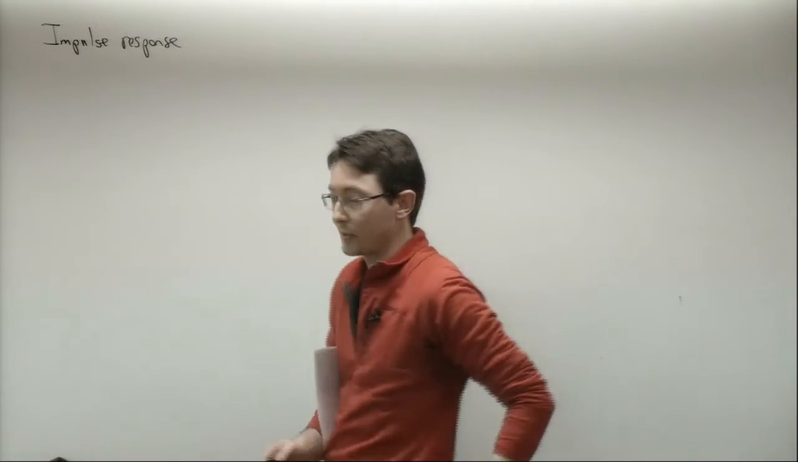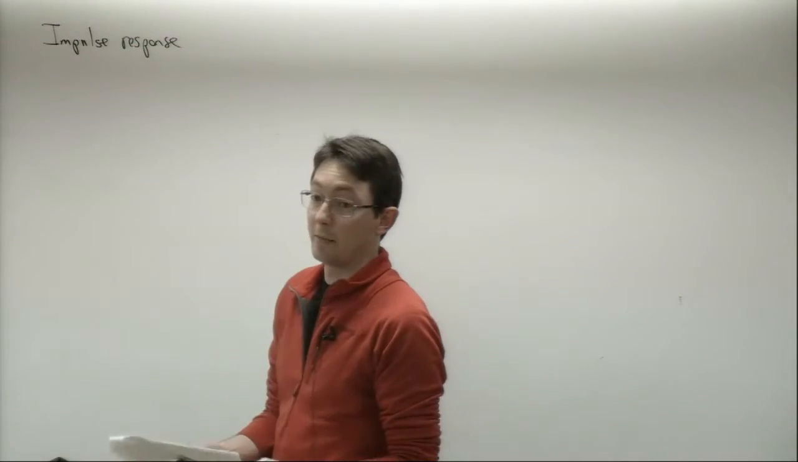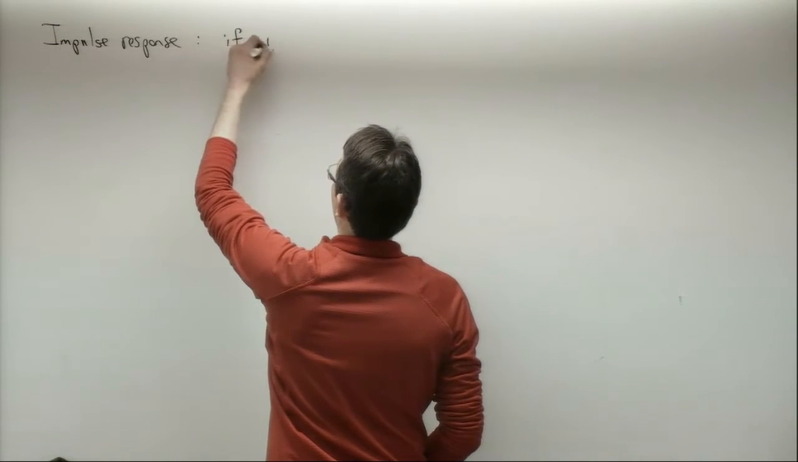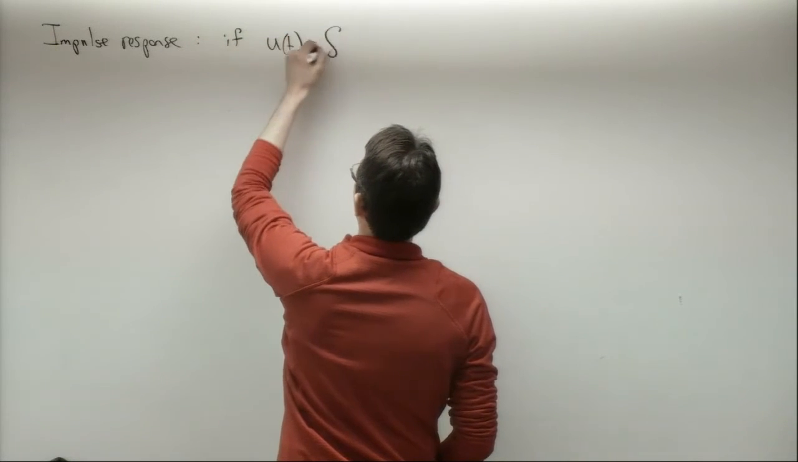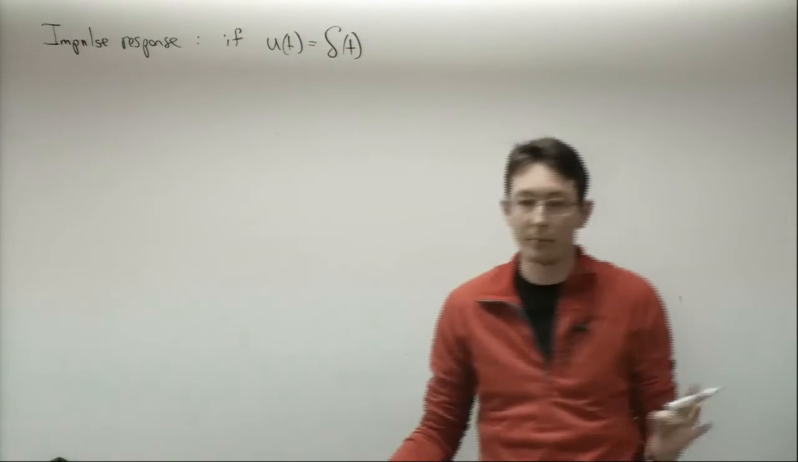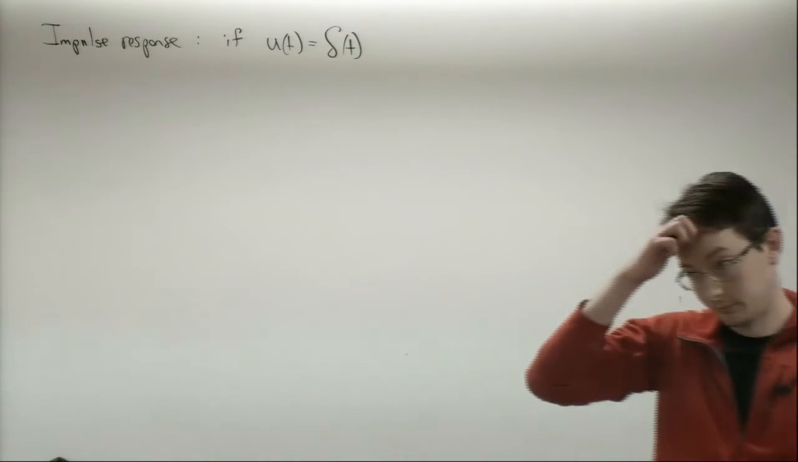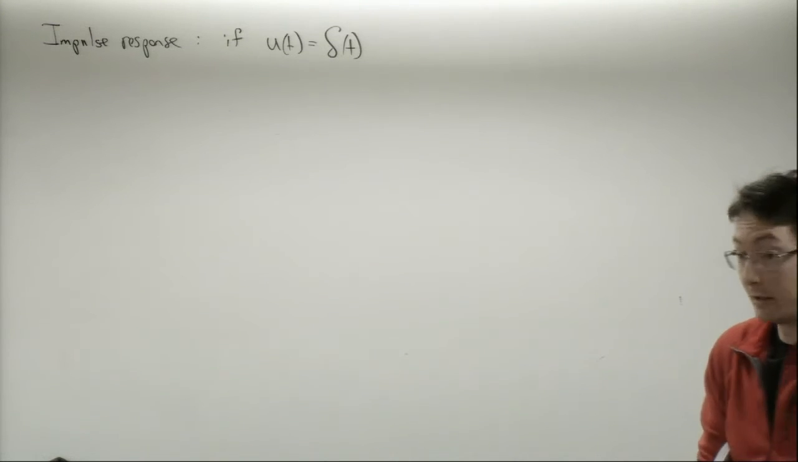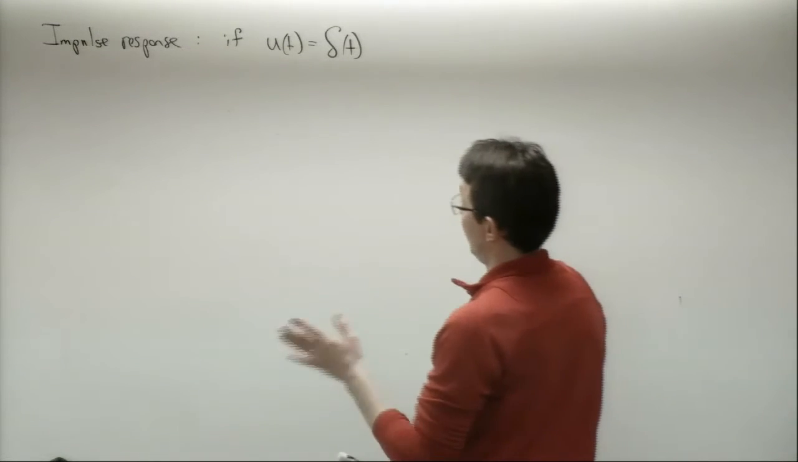Okay, so the impulse response is essentially what I would get if I gave my input u a delta function. So this is if u of t equals a delta function of t. Now remind me, what are the properties of a delta function? Its integral is 1.